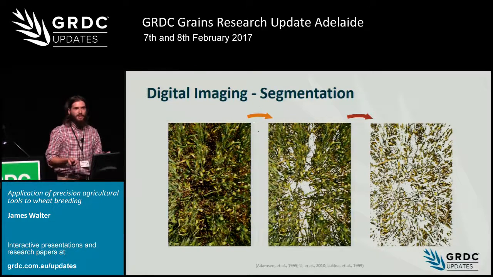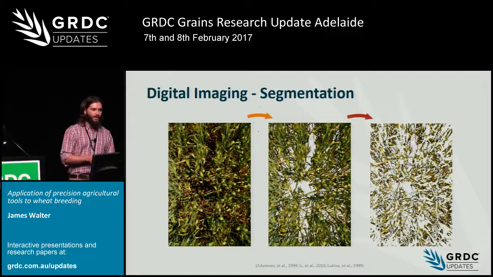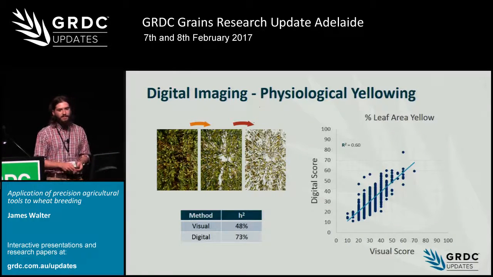In this example, I was looking at physiological yellowing in wheat, so I wanted to measure what percentage of that leaf area was yellow. But yeah, you can use it for other things like the ground cover. You can also use it for senescence. And I've tested it also for measuring septoria within a septoria nursery.